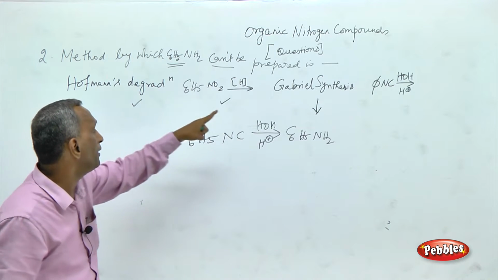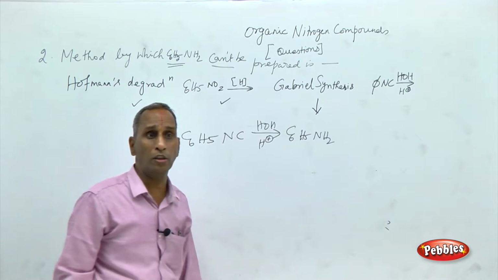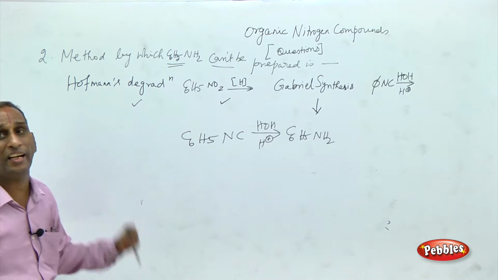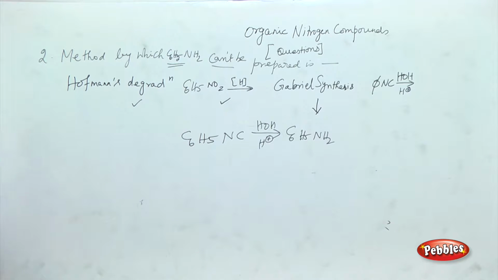So comparing these methods, Gabriel synthesis is not applicable because of the limitation of nucleophilic substitution with the aromatic ring. So once again, to repeat the current question along with the answer: the method by which aminobenzene or aniline cannot be prepared is Gabriel synthesis. All other methods can be used for the preparation of aminobenzene. This finishes the current question and its answer.